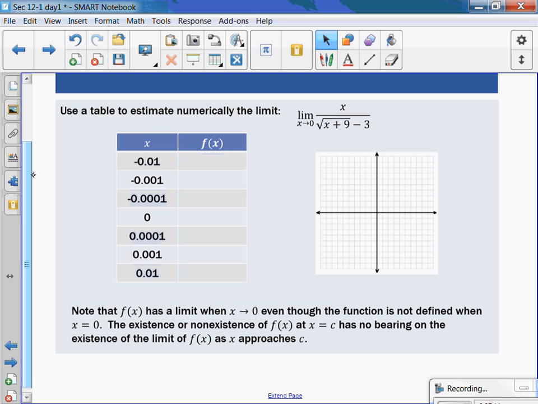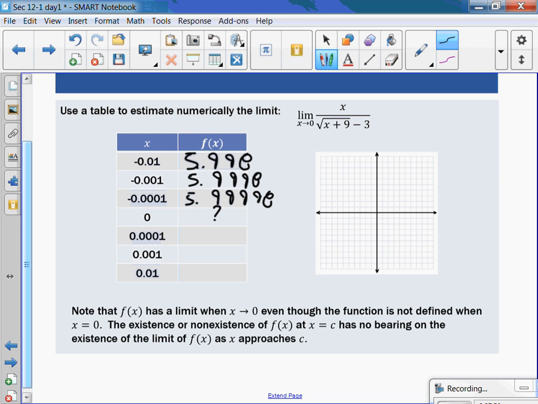What's going on from the left? What's going on from the right? So looking at when x equals negative 0.01, what do we get? 5.998. What about negative 0.001? 5 point what? All right. Negative 0.0001. And we're trying to find out what's going on with 0. What about 0.0001?